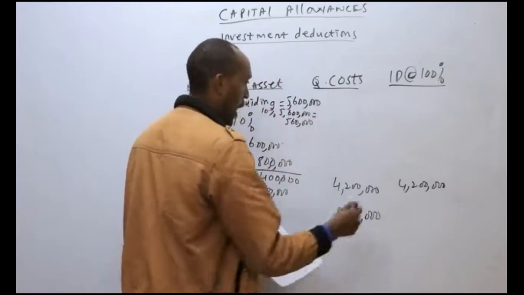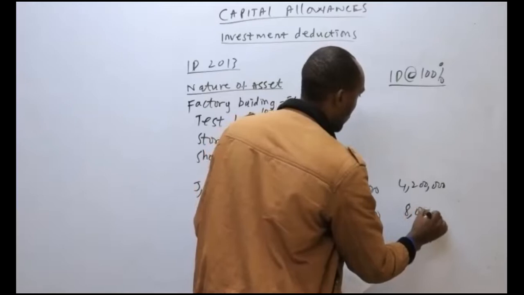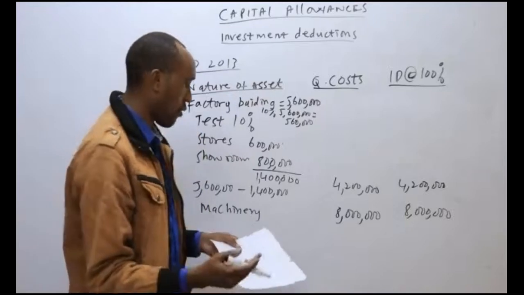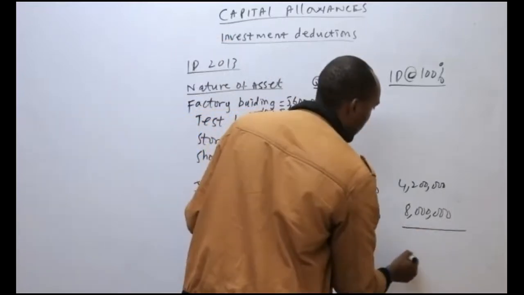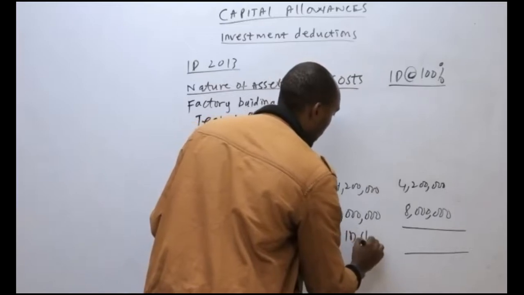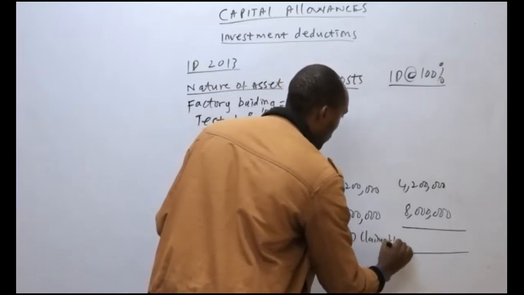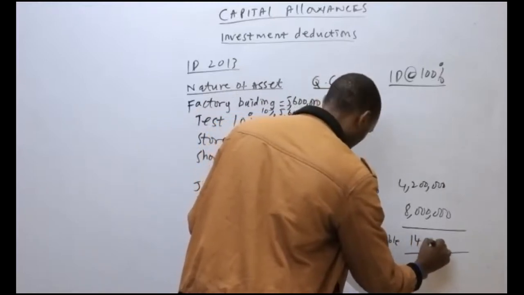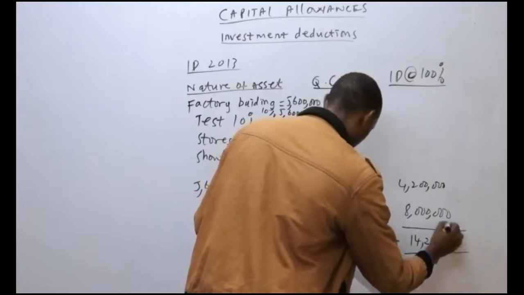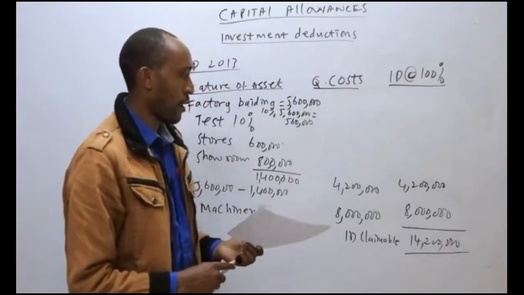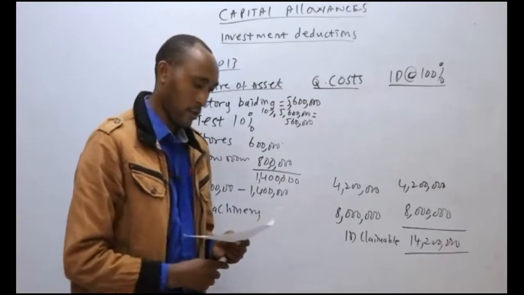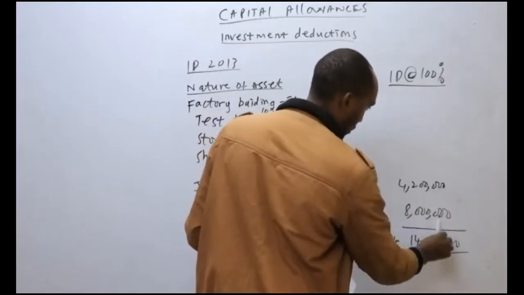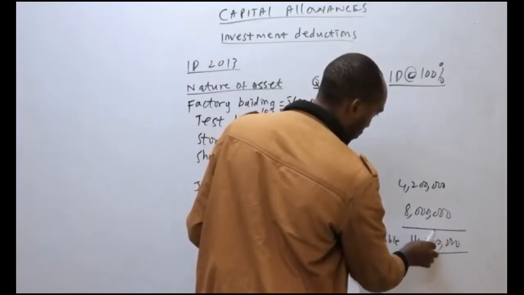Okay, so 100% is just 8 million. So there's nothing else. So what you need here is you just come and you add. So this is ID claimable. Okay, so it is going around 14 million 200. Okay, so that is our, I don't know if I have done the correct. This is 0. This is 0.